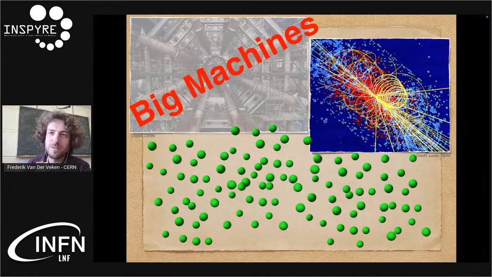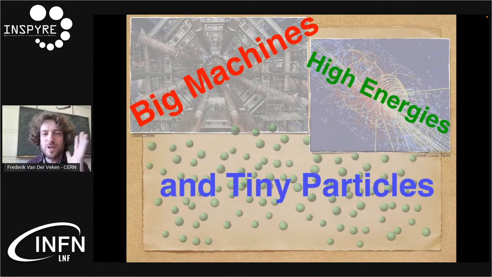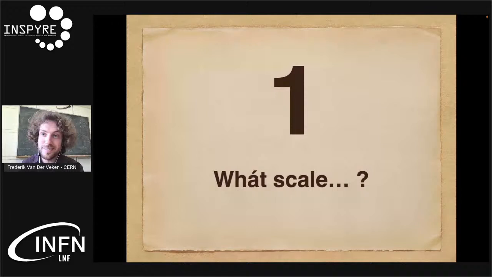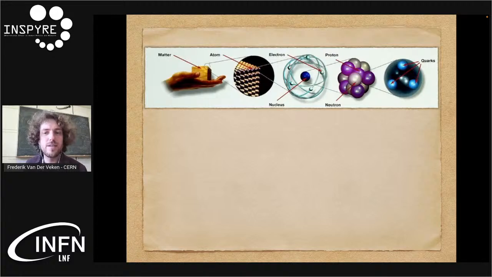So, in general, particle physics, we have big machines, high energies, tiny particles. These three fundamental concepts is physics at the femtoscale. So, first, very important question, what scale? We can say this a very fancy science word all the time, the buzzwords, femto this, femto that, but let's try to explain what it is.